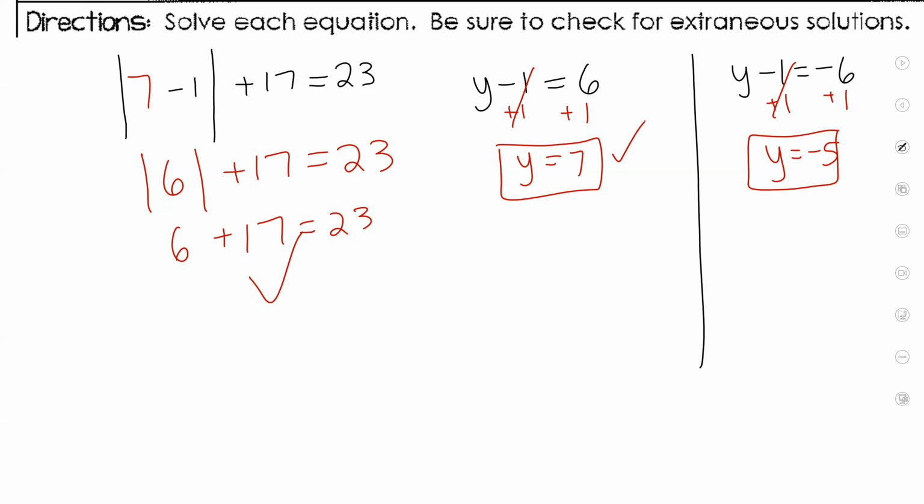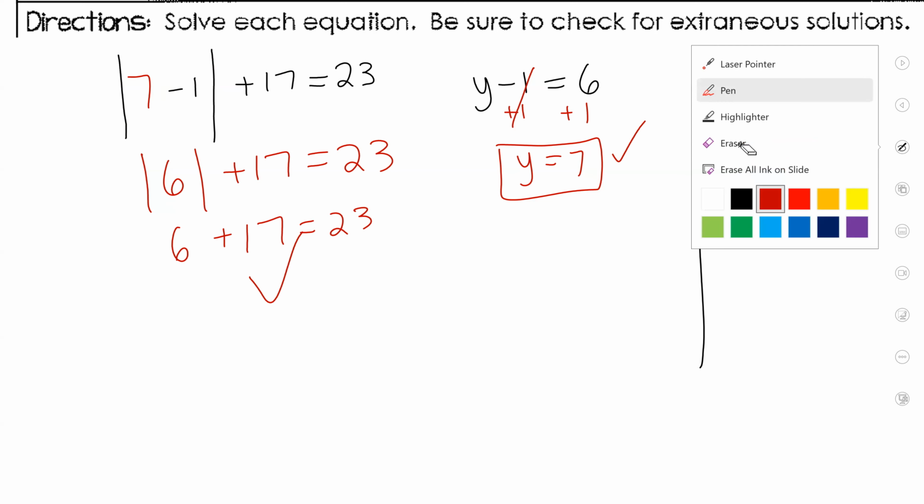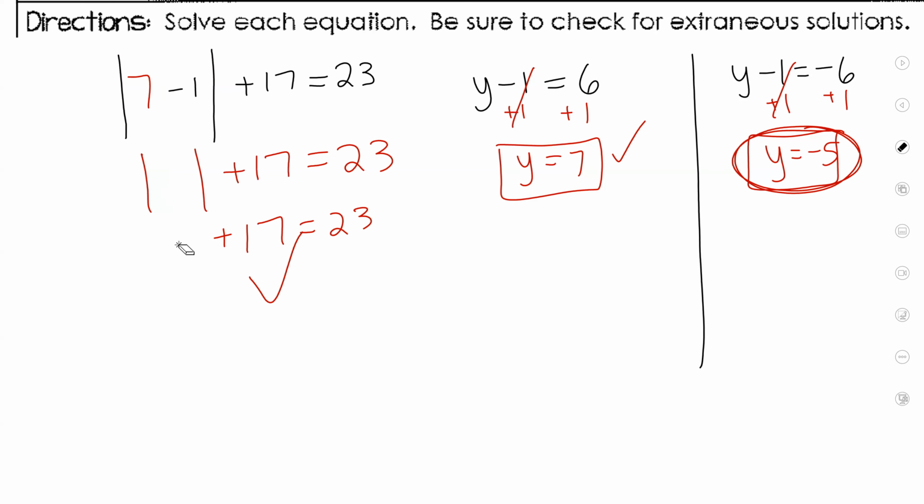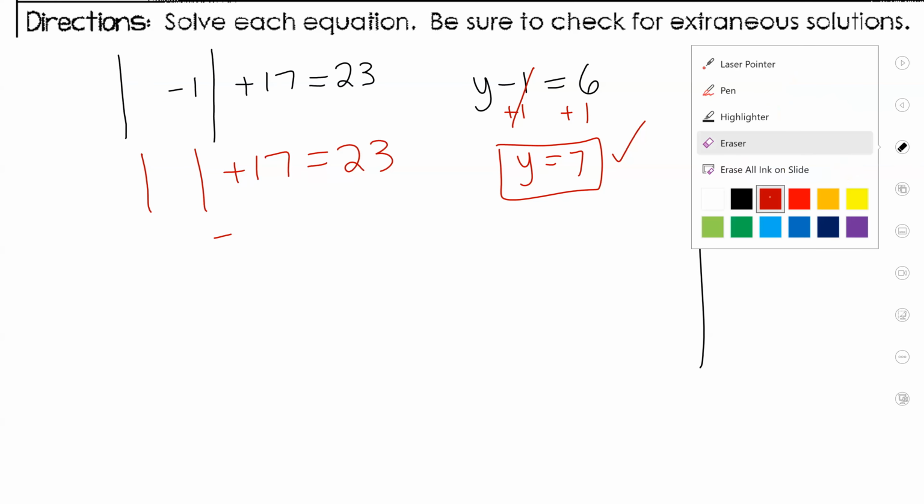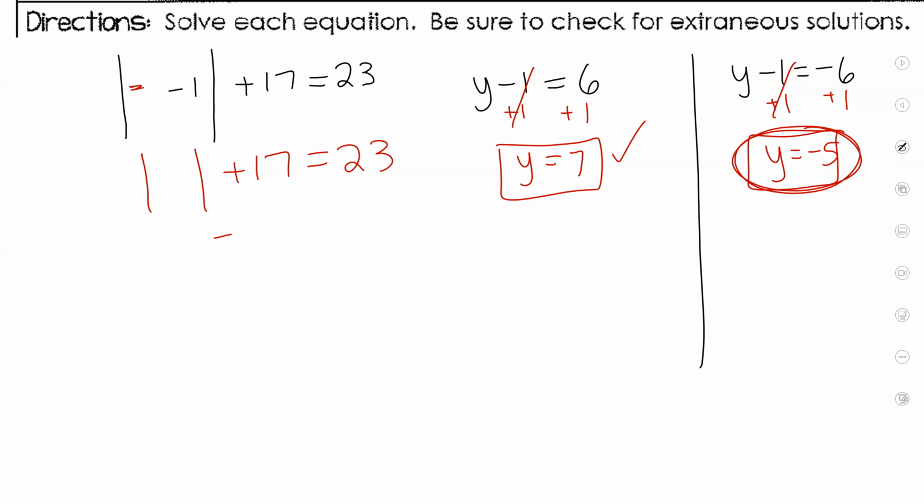All right, next I'm going to plug in this -5. I'm checking my answers. So let me go back over here. I'm going to start over. This time I'm going to plug in a -5. Okay, -5 minus 1. And what's the absolute value of -6? It's just 6. Okay, remember absolute value is distance, so you always get something positive right here. So this will be 6 plus 17 equals 23. Is that true? Yep, that's true. So that means these are both our answers.